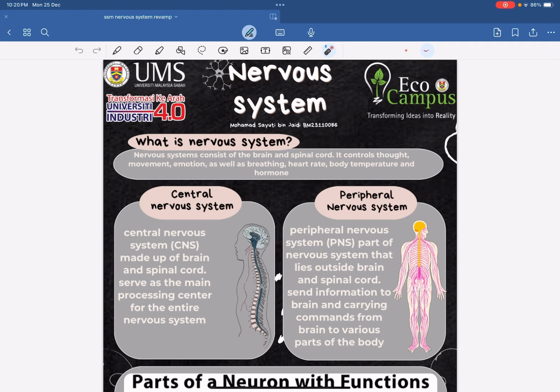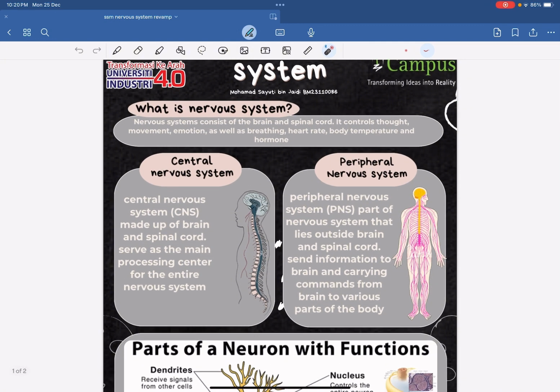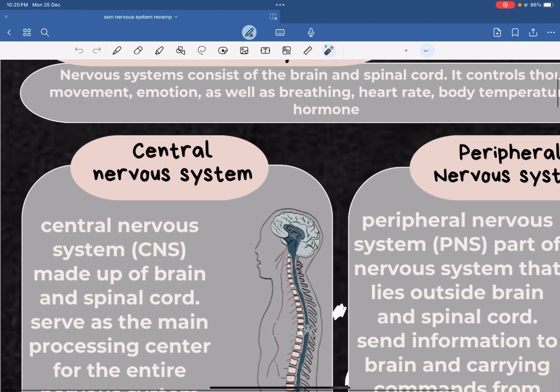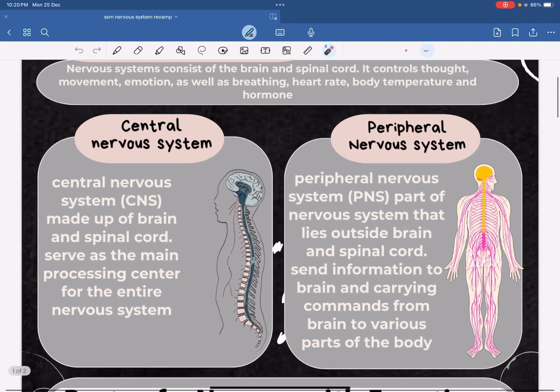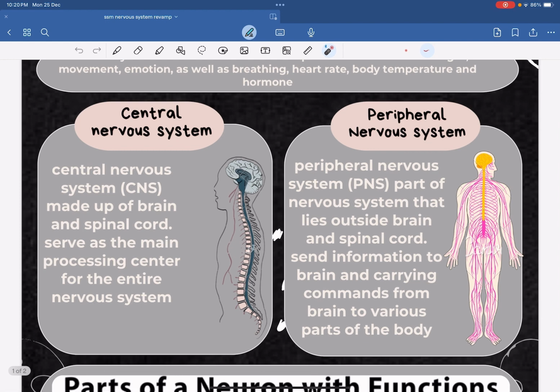To make it short and simple, the nervous system is basically the system that takes control of all our body. The nervous system is divided into two parts, which are the central nervous system and the peripheral nervous system. The central nervous system is made up of the brain and spinal cord. It serves as the main processing center for the entire system. Whereas the peripheral nervous system is the part of the nervous system that lies outside the brain and spinal cord, sending information to the brain and carrying commands from the brain to various parts of the body.